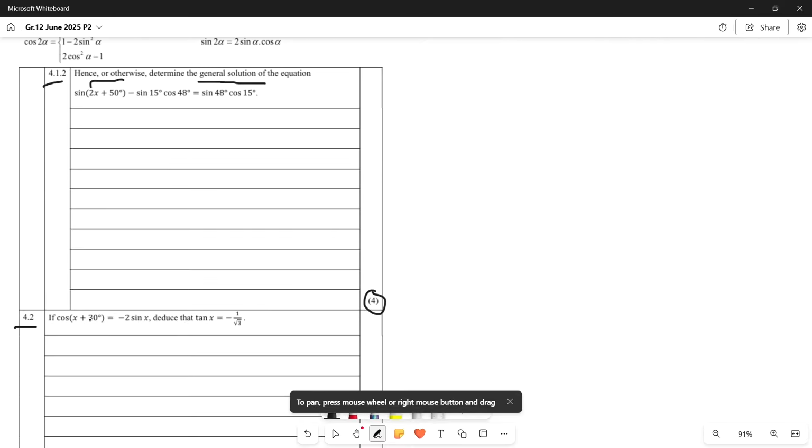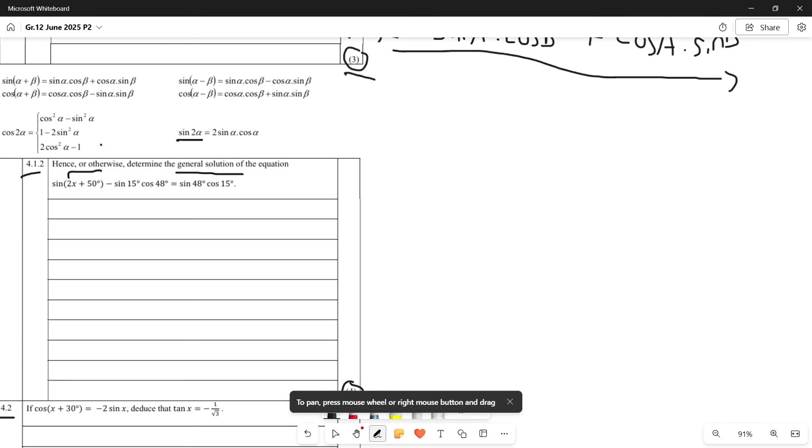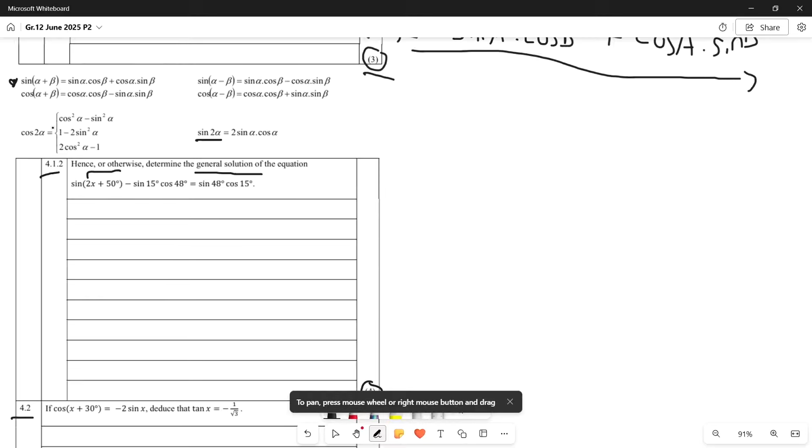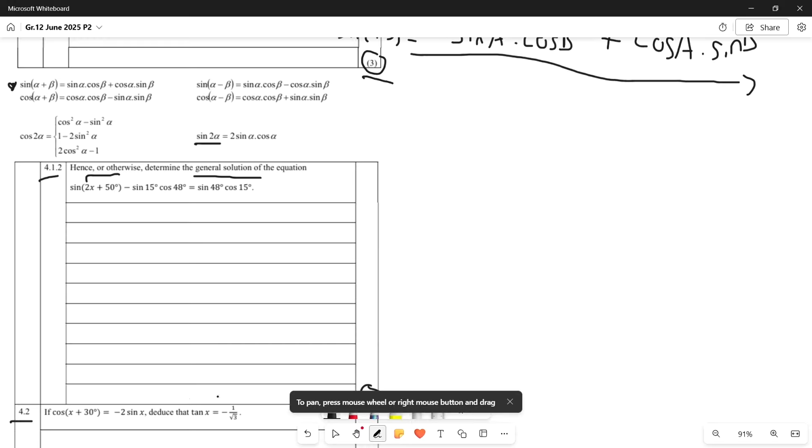So the fact that we have cos(x + 30) equals negative 2 sine x, this negative 2 sine x isn't like this guy. It's not sine 2 theta, and it's not necessarily anything up here just yet. So we can maybe have a look at that, but these guys aren't similar either. So the only move that we can really start off with in order to get the tan x equals negative 1 over square root of 3 is expanding our cos(x + 30).